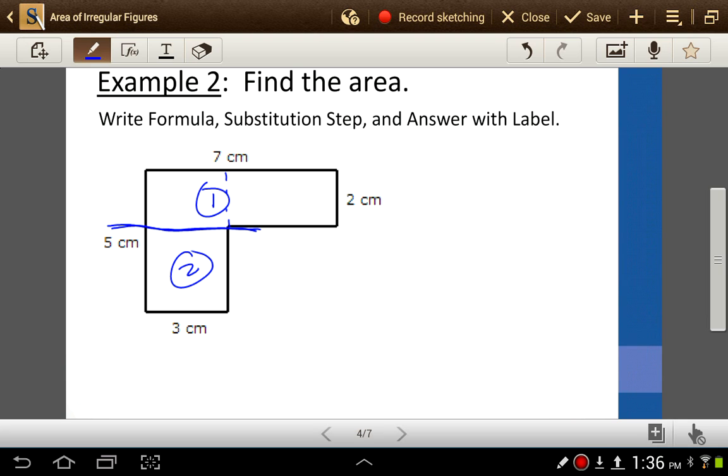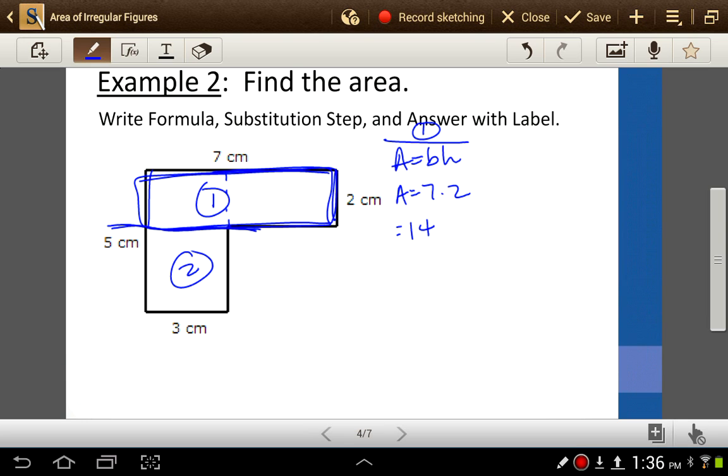Okay, so I find the area of the first piece, which is this rectangle right here. It's a rectangle, so area equals base times height. That's my first piece, and that's 7 and 2. So area equals 7 times 2, which equals 14.